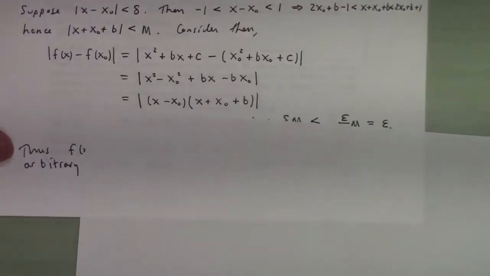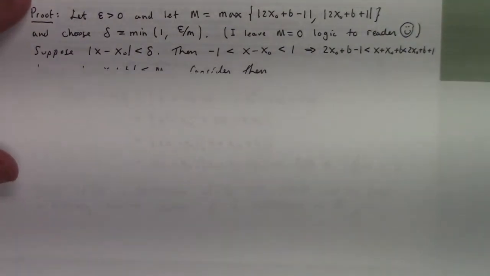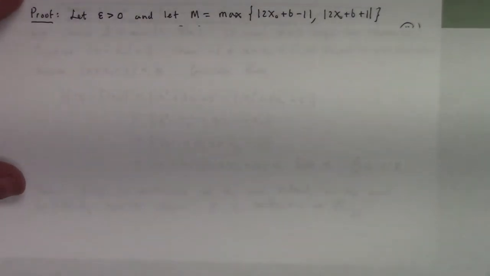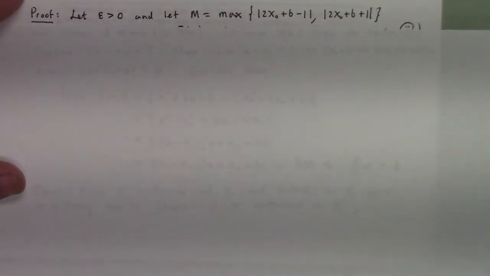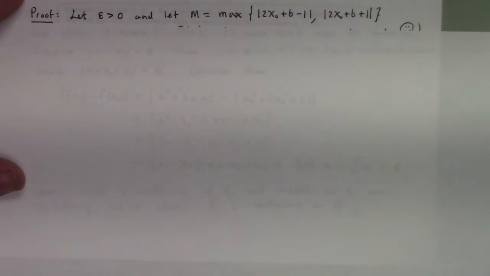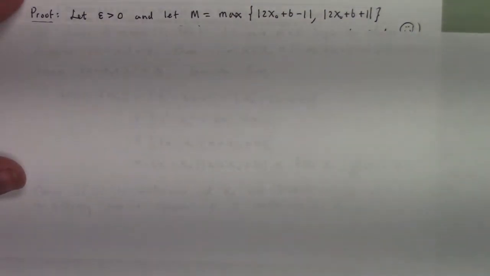All right, so here's the proof. Proof. So again, the proof should be self-contained. Here it is. And my proof does have a gap, but I hope you can forgive me. Let epsilon be greater than 0, and let M be the max of absolute value of 2x naught plus b minus 1 and 2x naught plus b plus 1.